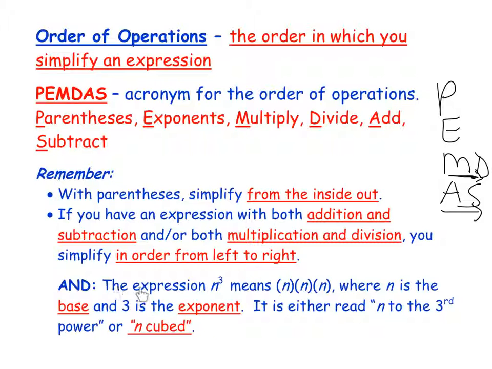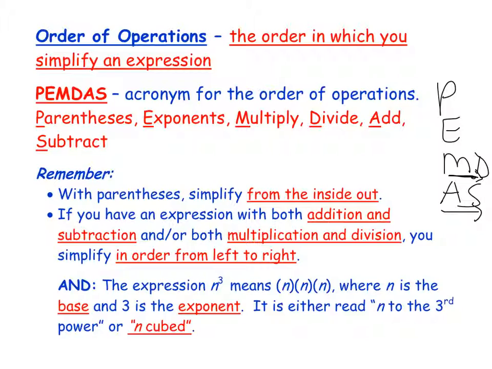Here, more notes right down here. The expression n to the third means n times n times n, where n is the base and the 3 is the exponent. It is either read n to the third power, or we can call it n cubed. All right, make sure those are in your notes.